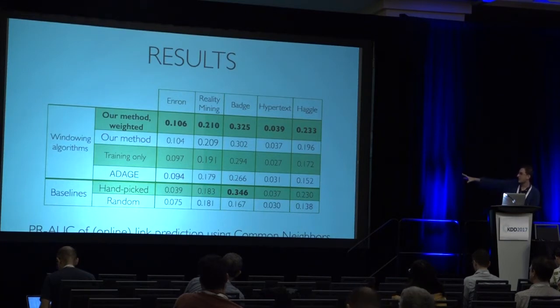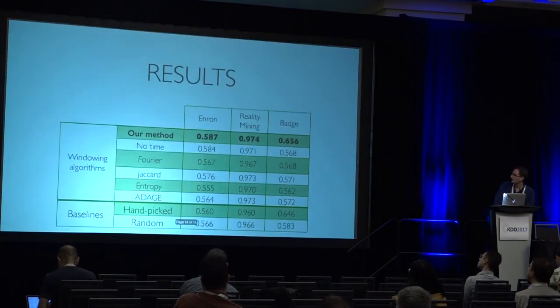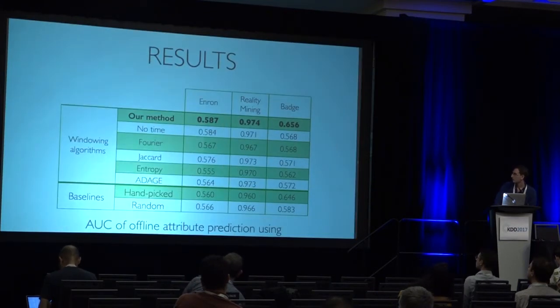That is, for example, in this online framework of link prediction, the windowing algorithm that performs the best overall is this method compared to a bunch of others. And this holds true for attribute prediction as well, which has even more windowing algorithms you can try.